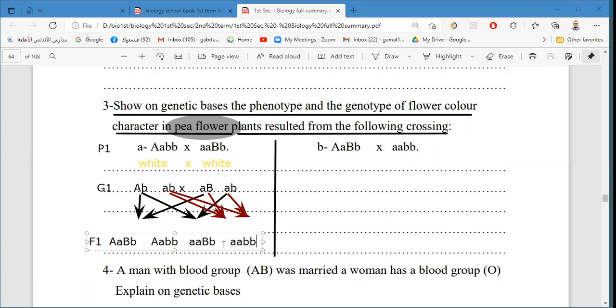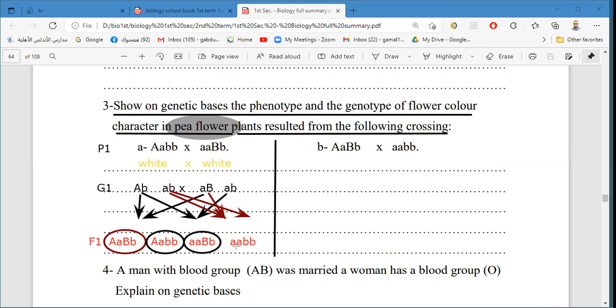What is the percentage? The first one has A capital here and B capital here, so is it red or white? It's red. Very good. This one is red. And the other one here, there is no B capital, so it will be white. And here there is no A capital, so it will be what? White.